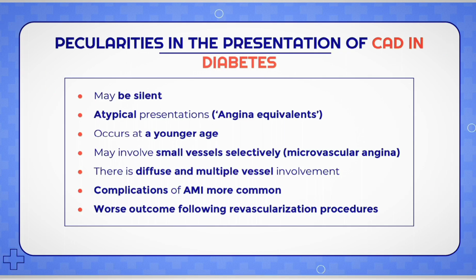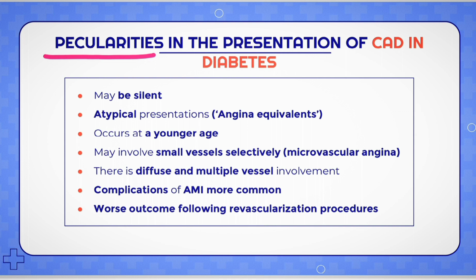Now let's discuss what the peculiarities of presentation of coronary artery disease in any patient with diabetes are. The development of coronary artery disease in any patient with diabetes may be silent, or it can present as an atypical presentation like angina equivalents. This coronary artery disease can occur at a younger age in any patient with diabetes.